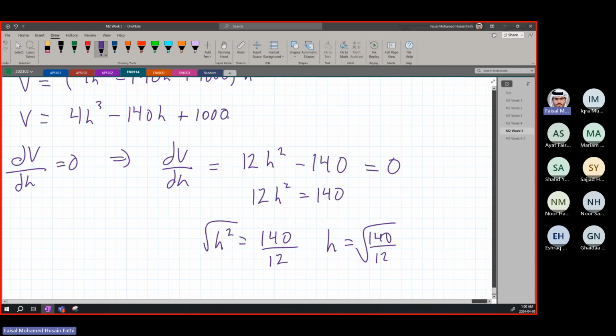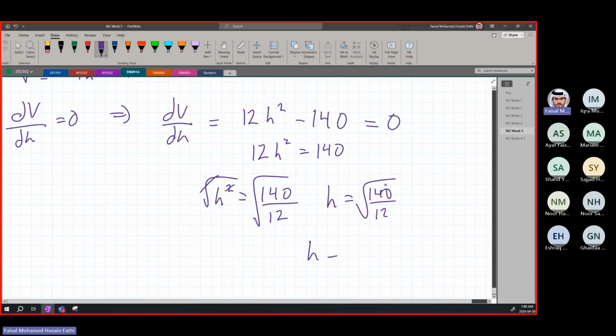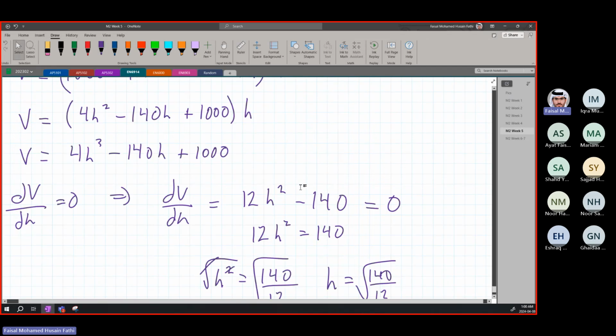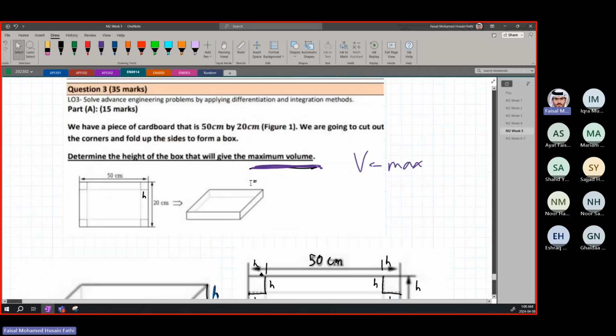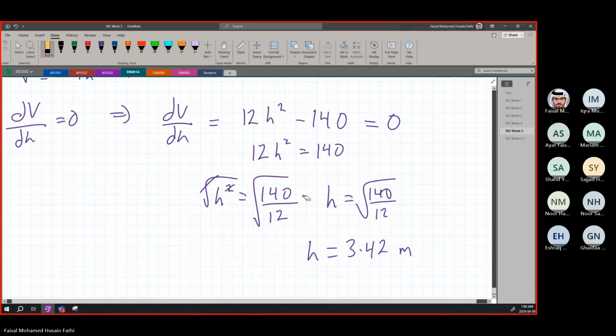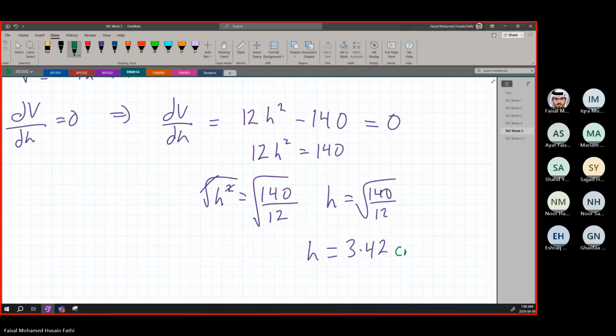And now we're just taking the square root of both sides to cancel the square. So H is going to be equal to the square root of 140 divided by 12. Easy or not easy? The most important concept here: is it meters? Was it in meters? Centimeters. It was centimeters. Make sure you are given the right units. Here they gave us the units in centimeters, so it will be centimeters.